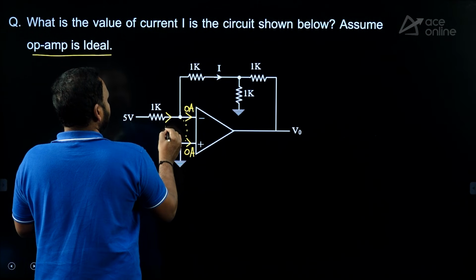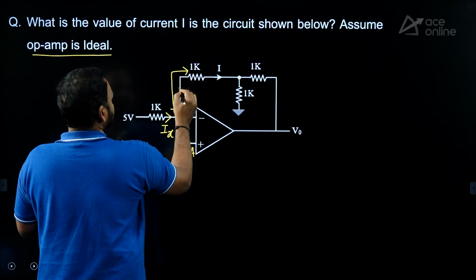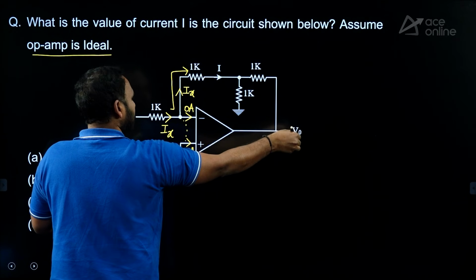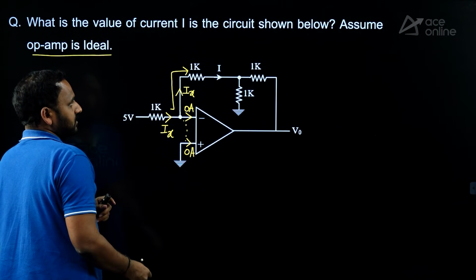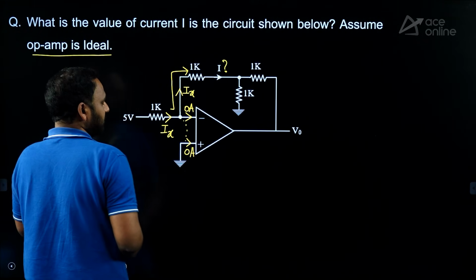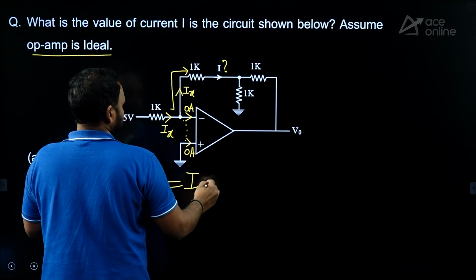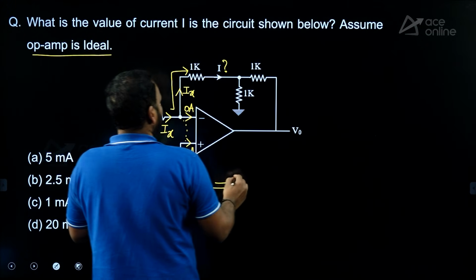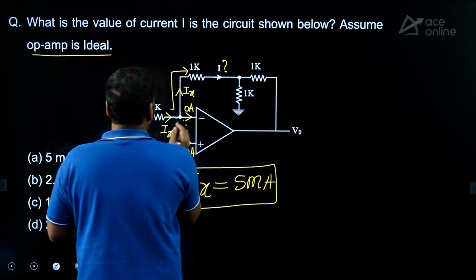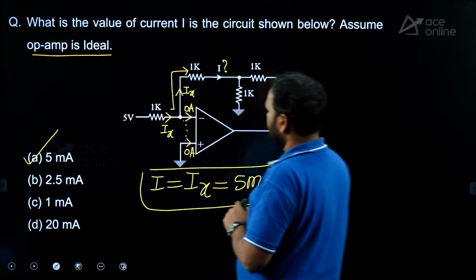So, this is the current I, let us say Ix. The same amount of current will pass through this branch also. The current passing through this branch and this branch decides the output voltage, but I don't care, because my task is not to find the output voltage, my task is to find this current I, okay. So, this I is equal to Ix, which is 5 by 1k, 5 milliamperes. Yes, option A.